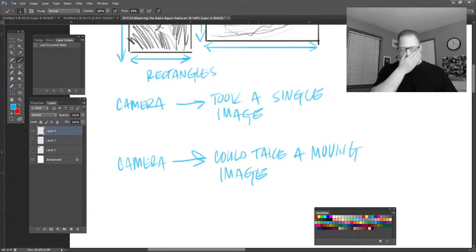If you think about it, you're like, holy smoke. Now I went from a camera that took a single picture into a camera that can take multiple moving images, multiple pictures to give the illusion of movement. 24 frames a second, it's like, wow, mind blown, in terms of what we're doing.